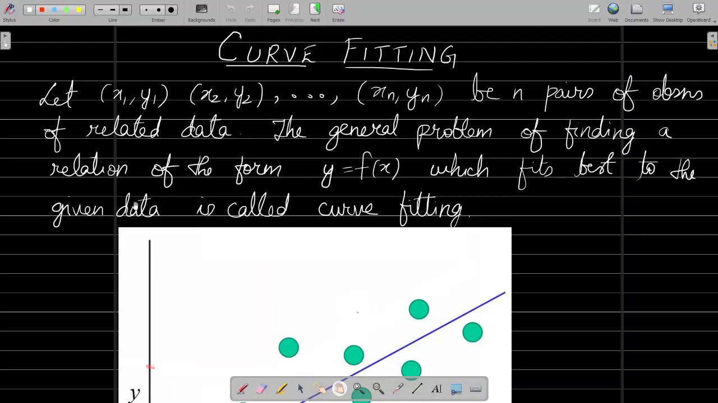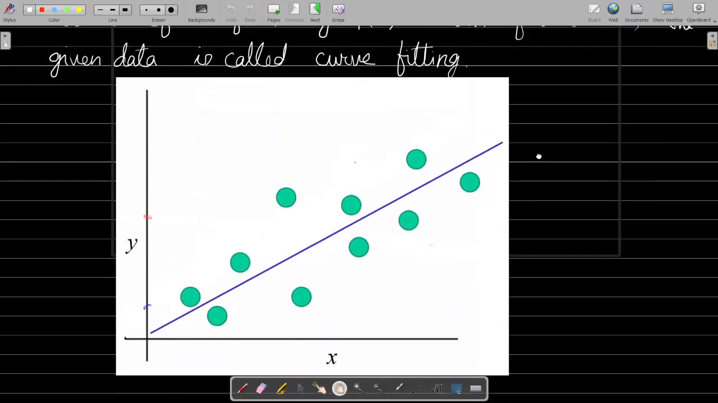Let x1, y1, x2, y2, etc., xn, yn be n pairs of observations of related data. The general problem of finding a relation of the form y equal to f of x which fits best to the given data is called curve fitting. So I'll explain that using this figure here.